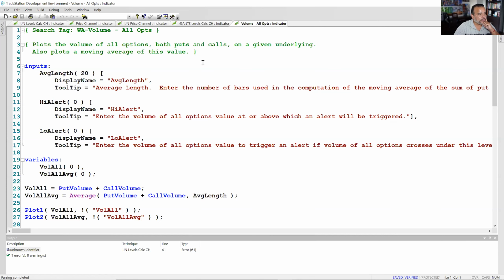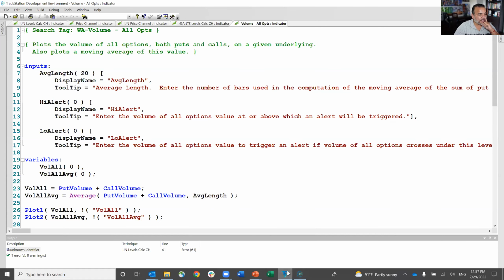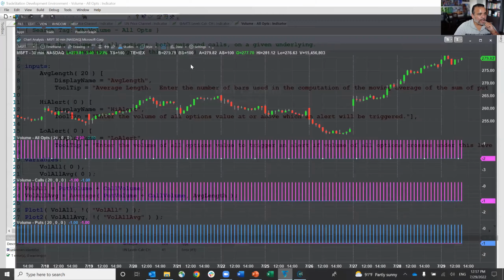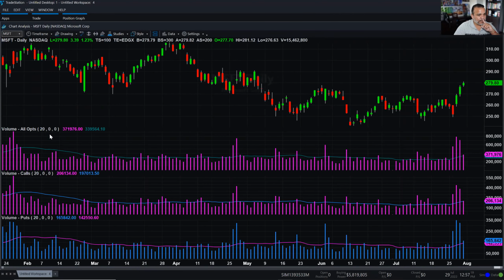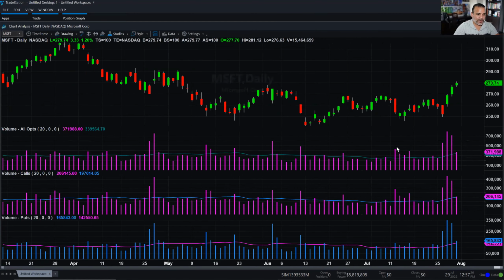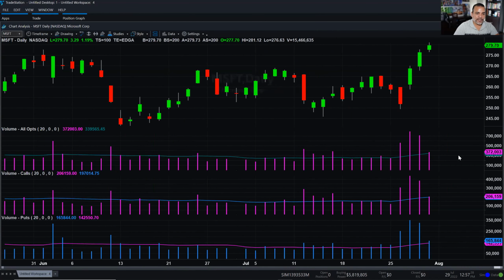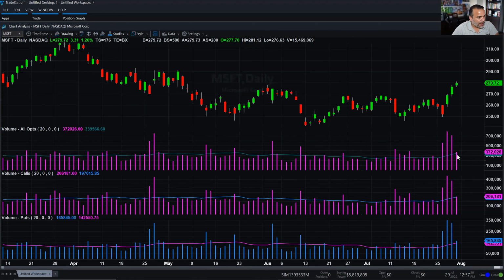That's interesting. Okay, so let me go back here to TradeStation and change this to daily. Once I change this to daily, I see the volume reflected as it should. Now, let's take a look at some of the values here and how these indicators are different from one another.